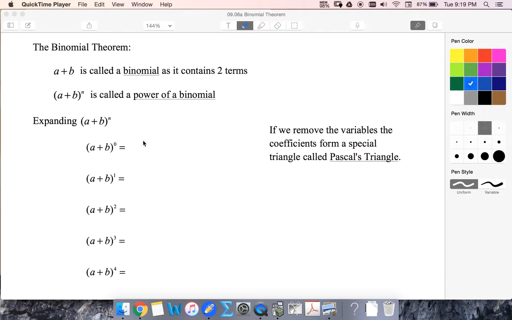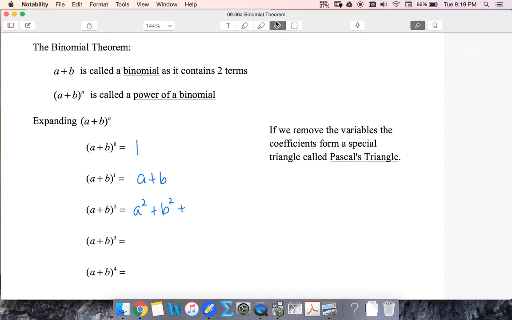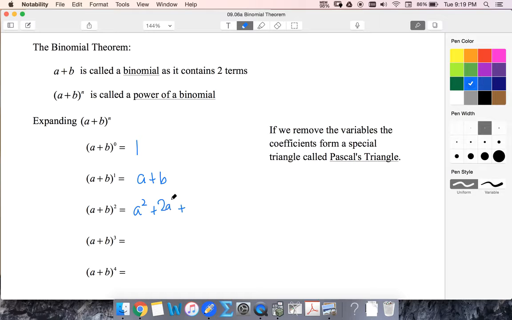The first one, a plus b to the 0 is 1, anything to the 0 is 1. a plus b to the 1 is a plus b. a plus b squared is a squared plus 2ab plus b squared. And then I would like you to expand these two as well.